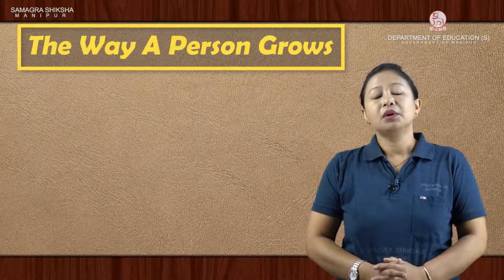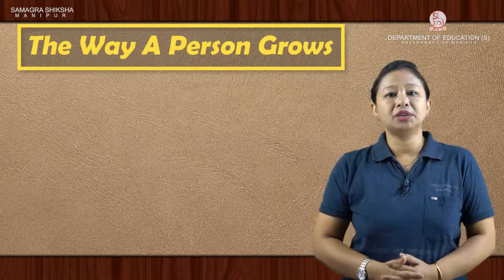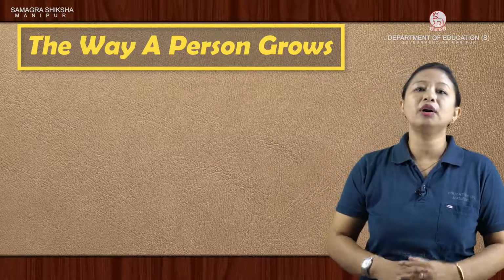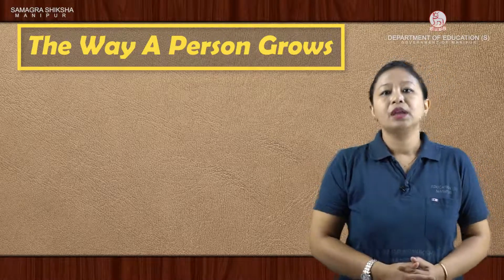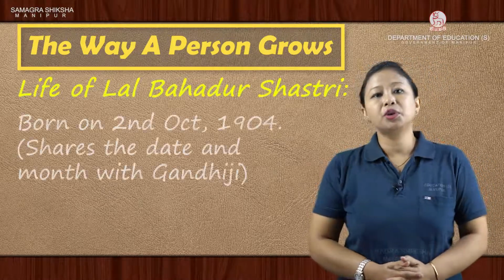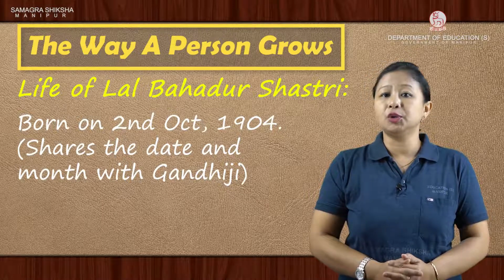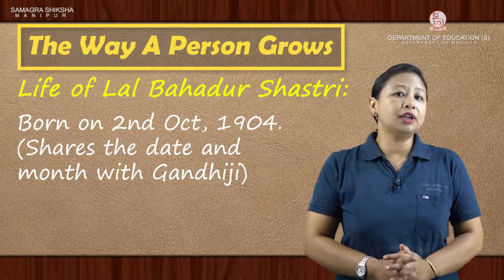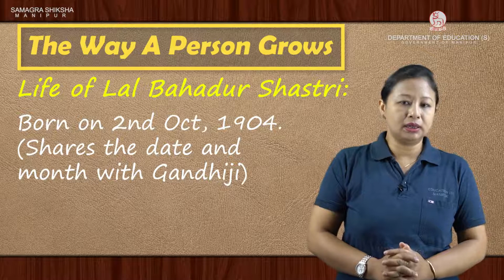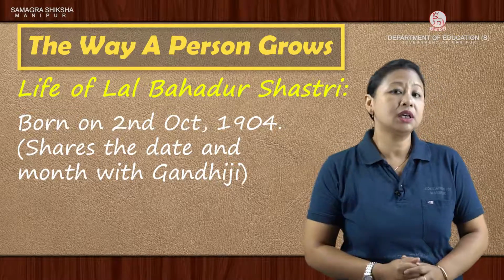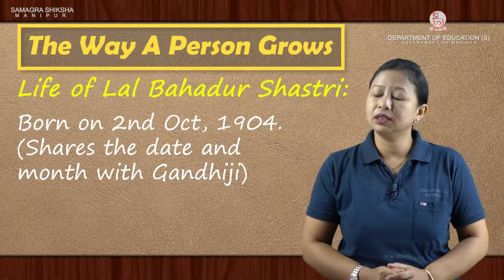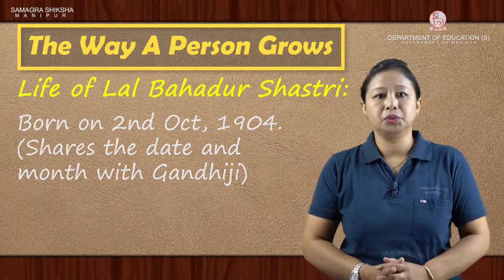Now let us see how Lal Bahadur Shastri grew up, when he was born, and what type of schooling he got. Lal Bahadur Shastri was born on 2nd October 1904. The moment we hear 2nd October, what comes to your mind? With whom does he share his birthday? He shared his birthday with the father of the nation, Mahatma Gandhi, October 2.